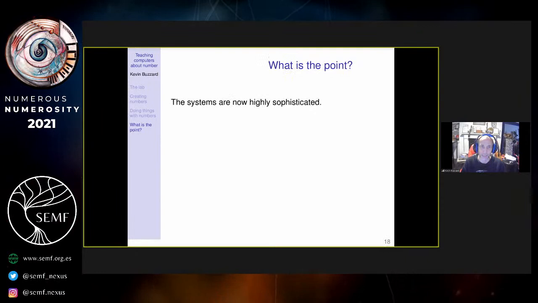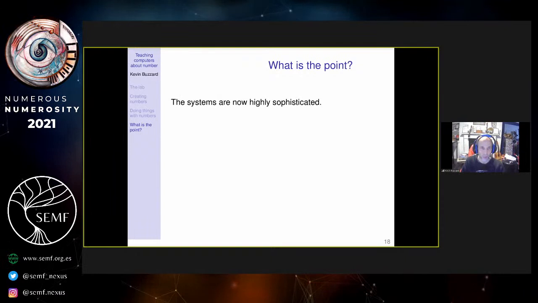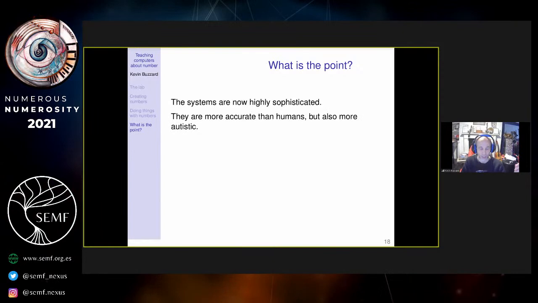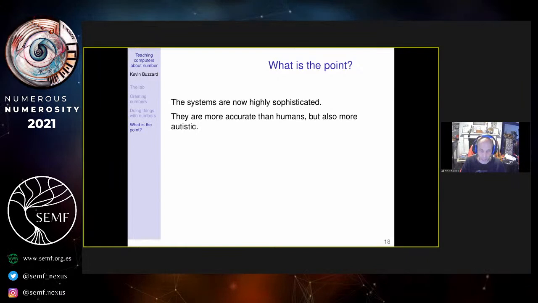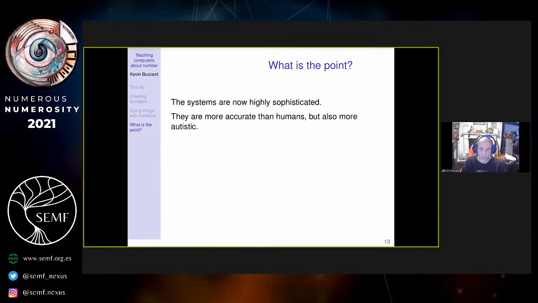So sorry, this is my last slide. I just want to finish by saying, what's the point of training a computer to do mathematics? Well, the first thing is they're more accurate than humans. There's plenty of mistakes in the mathematical literature, but there's no mistakes in our 500,000 lines of maths library. For technical reasons, one can get independent systems to verify that our system is correct.